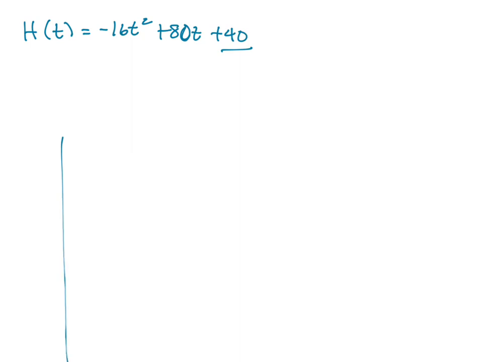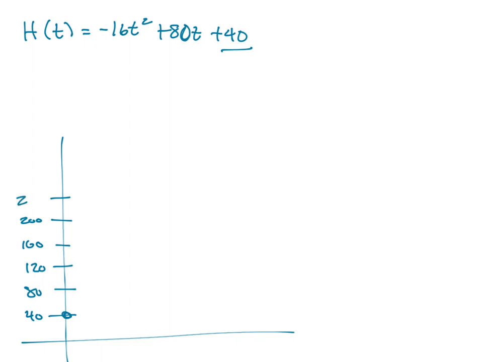So if we're going to graph this, I'm going to scale it. Start probably at 40. And I'm going to count by 40. So 40, 80, 120, 160, 200, 240.